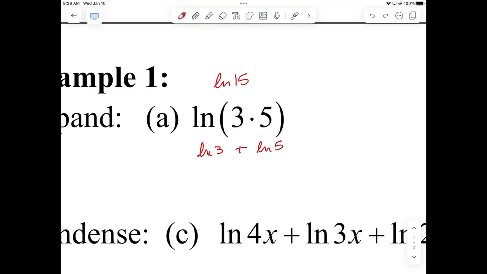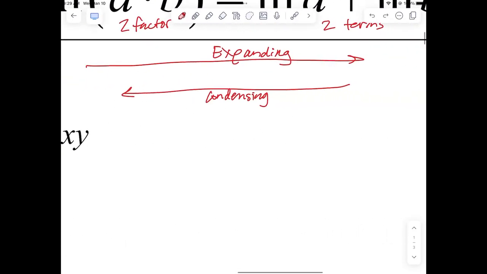This is making a molehill out of a mountain. It takes a big number, a gargantuan number like 15, and it cuts it down to size into little pieces, 3s and 5s. Got it? Got it. Okay, good.